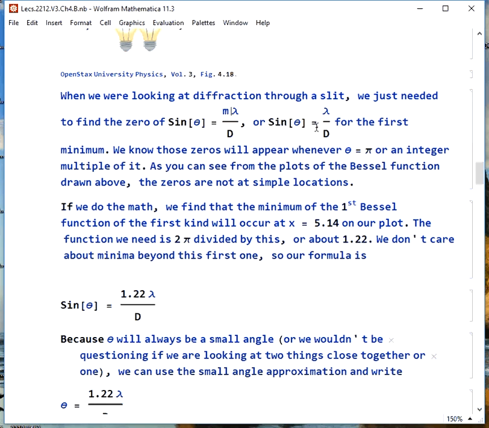We know that we get those zeros when theta equals pi or some integer multiple of it, so it's pretty easy to find this. We had a very easy formula to find the minima for single slit. On the other hand, these Bessel functions, we have to find the minimum of the first Bessel function, and that happens at x equals 5.14. The function we need is 2 pi divided by that, or about 1.22. That's really background you don't necessarily need, but if you're wondering where this weird factor of 1.22 comes from, that's it.